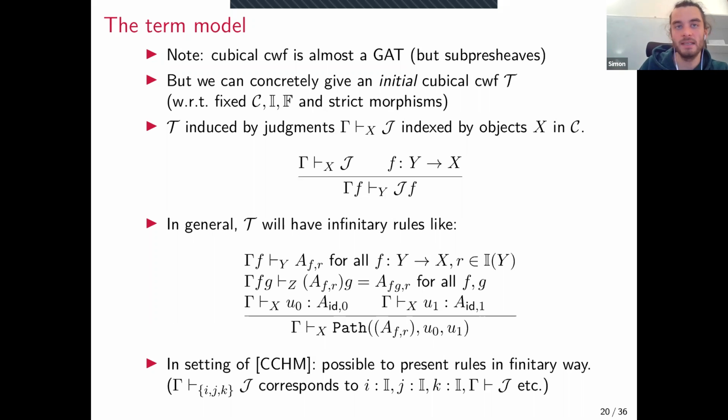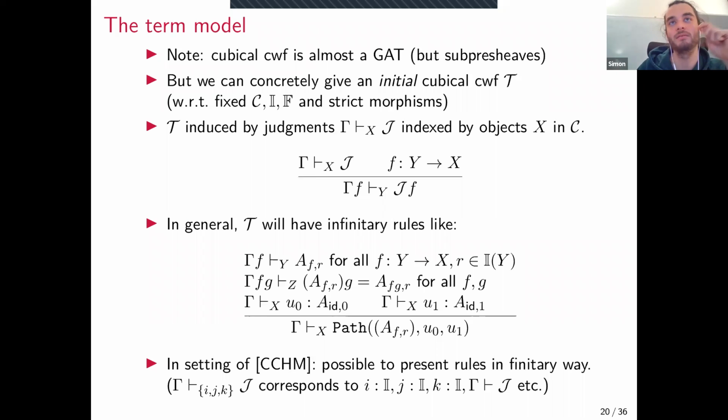But in certain settings, like with the De Morgan cubes, you can also present the rules in a finitary way. The rough correspondence is that in this setting of CCHM De Morgan cubes, if you index by i, j, k, for example, then this corresponds to putting the names at the beginning of the judgment. Okay, so I don't want to say more about the term model, but this is the syntax we're going to prove homotopy canonicity for.